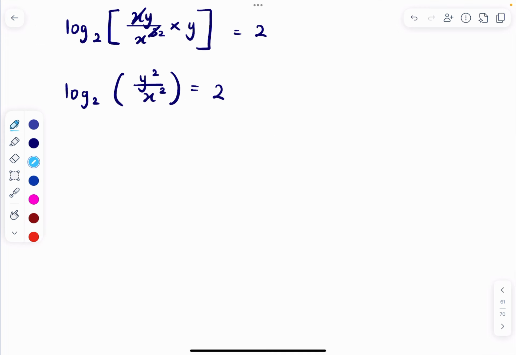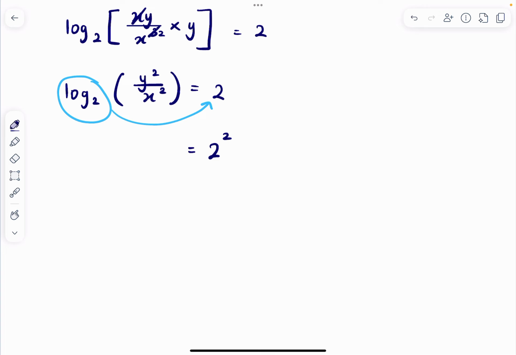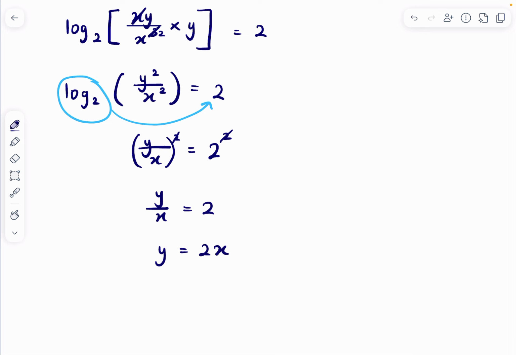Okay. From here, we try to bring this log over here. So when log moves over that side, it becomes 2 power 2. Okay. Since this is y squared over x squared, we can say this is equivalent to y over x all squared. Then square and square we can cancel off. y over x equals 2. Therefore y is 2x.